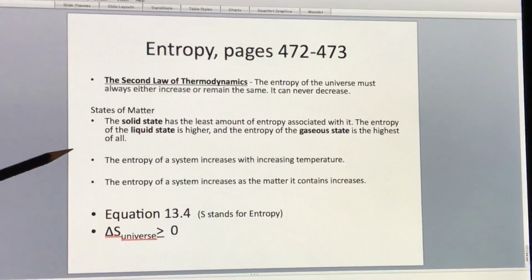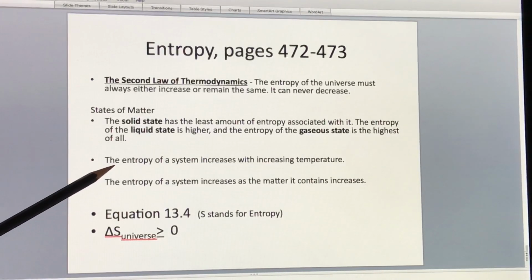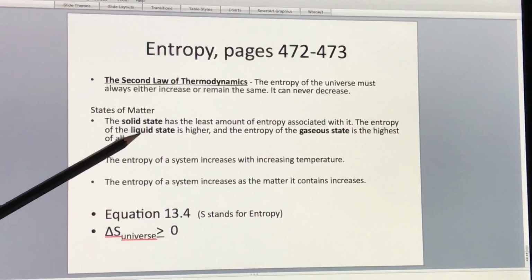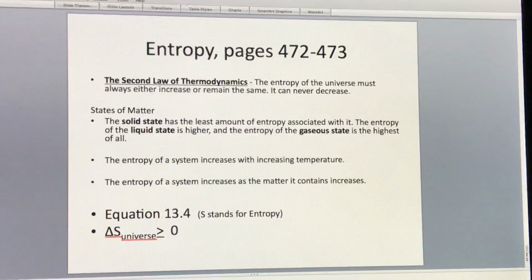Then one of the points the book makes is that the entropy of a system increases with increasing temperature. So that makes sense, right? That's consistent with going from a solid to a liquid to a gas. You can imagine that as you're increasing the temperature on something like ice to water to gas, the entropy would increase.